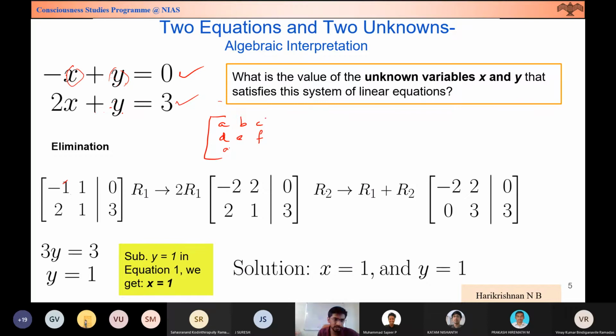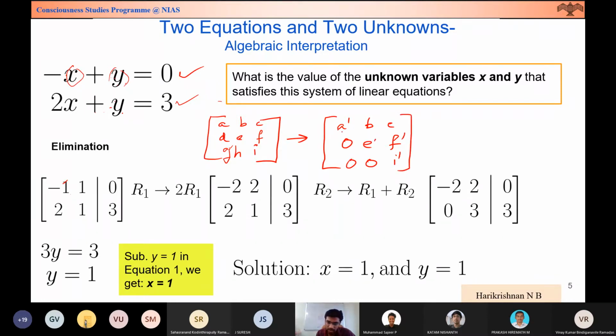Okay. So here, let me tell you about the upper triangular matrix. Let's take A, B, C, D, E, F, G, H, I. The goal of Gaussian elimination is to make an upper triangular matrix. The upper triangular matrix looks like A, B, C, then 0, E, F, then 0, 0, I dash. So the entries below the diagonal are zeros. So now let's try and make this matrix an upper triangular matrix.